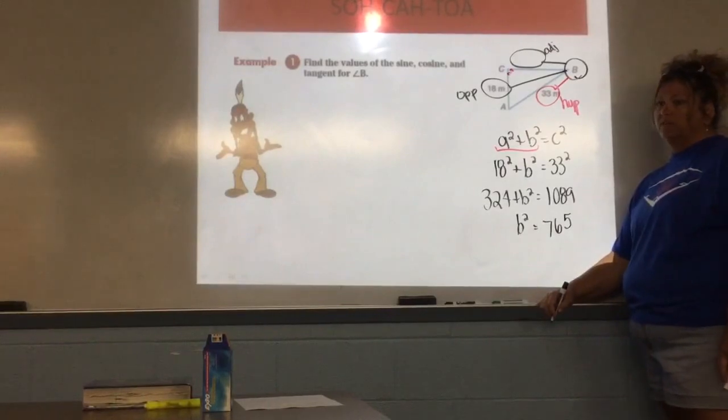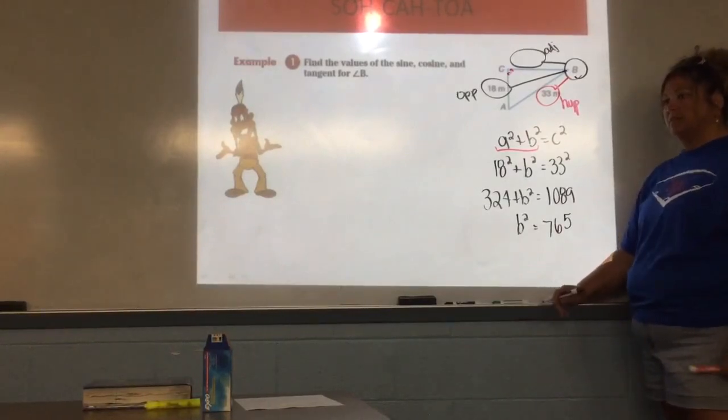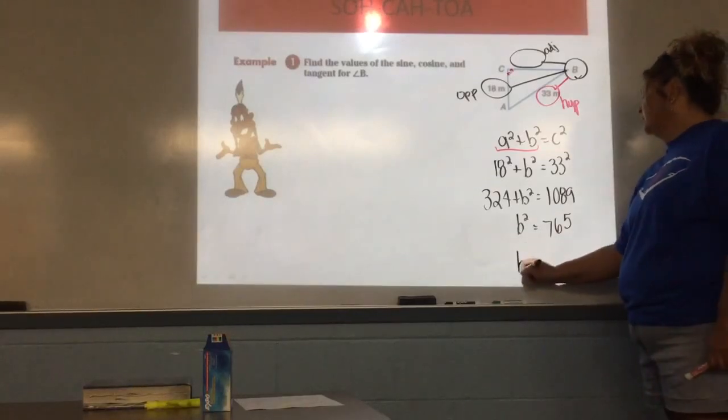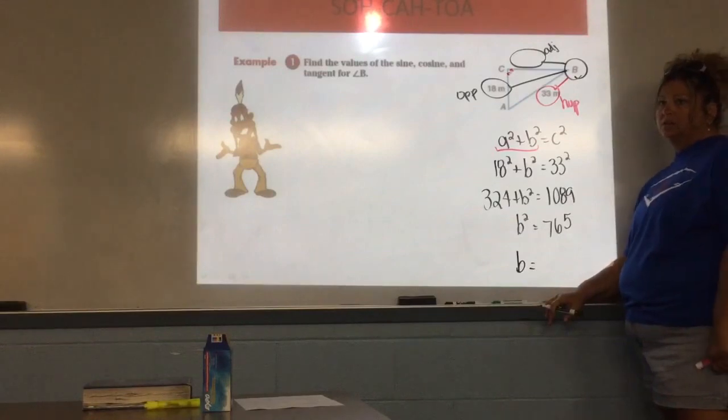Did you get 765? Yeah. Okay, then how do I undo the square? Take the square root of that. Square root it. Do I need the negative value? No. Why? Because a side can't be negative. Yeah, distance can never be negative.